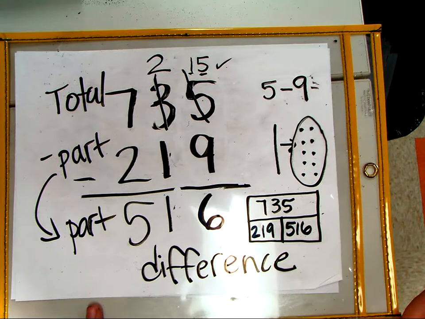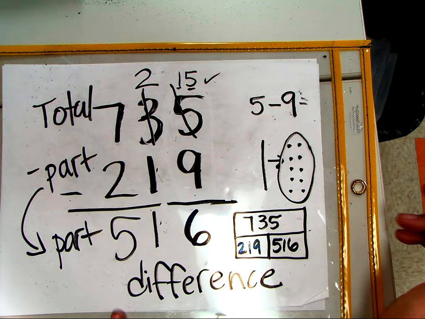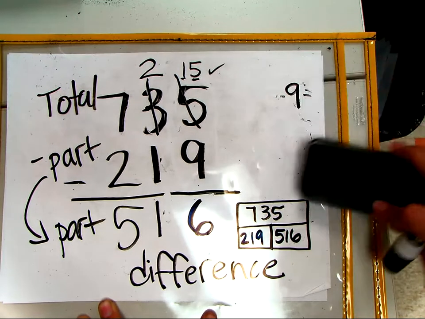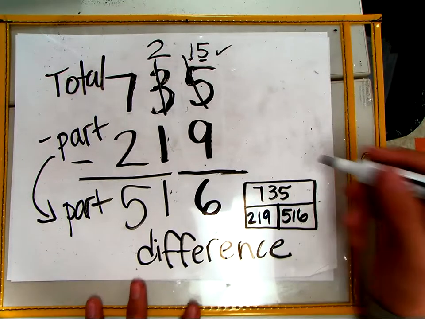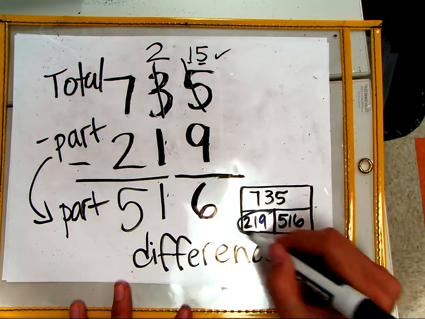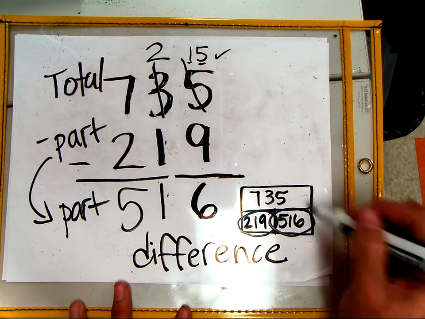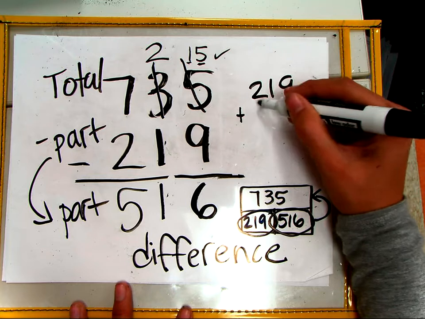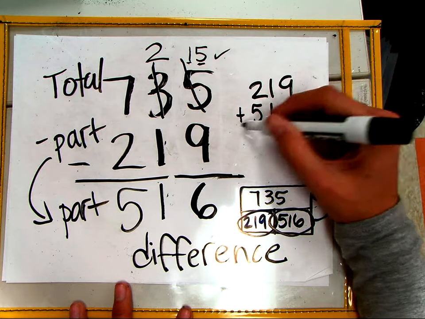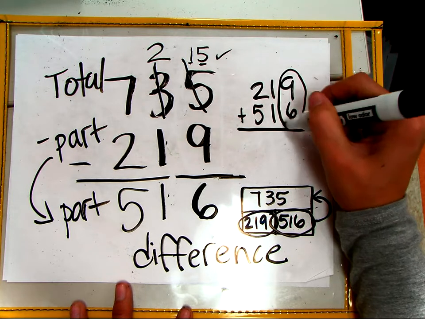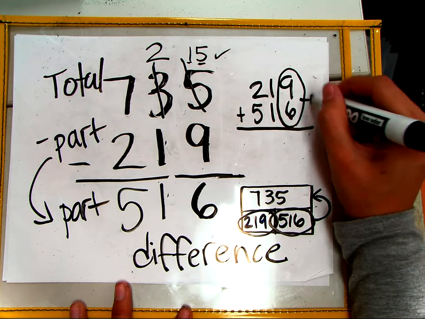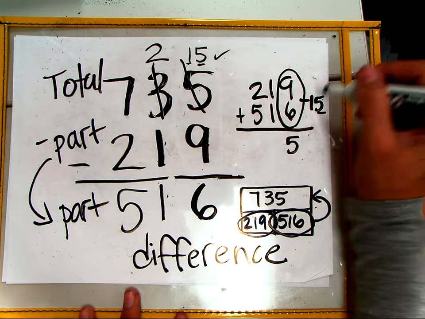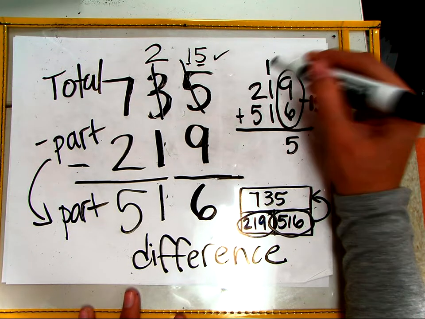So students can check their work by adding. When I go to add, I can take the 2 parts and add them together. So this is 1 part plus the other part should equal the total. So 219 plus 516. Same thing like I just showed in the first example. 9 plus 6 is 15. 5 goes into the ones place. The 10, the extra group of 10, goes to the tens place.